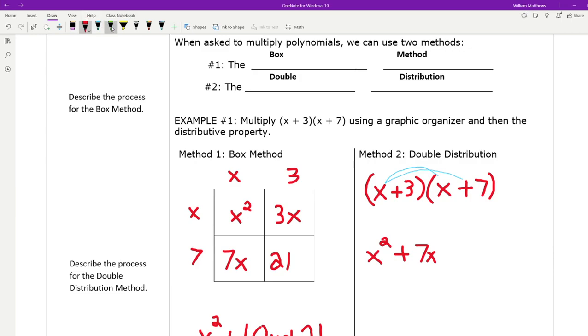Now that I finished that, I can move over to the next term, my 3, and distribute that as well. This time I'm writing the line underneath just to keep it a little bit more organized. We have 3 times x, which is a positive 3x. So we continue writing our expression. And then our last piece, multiplying our 3 to our positive 7 to finish the distribution.